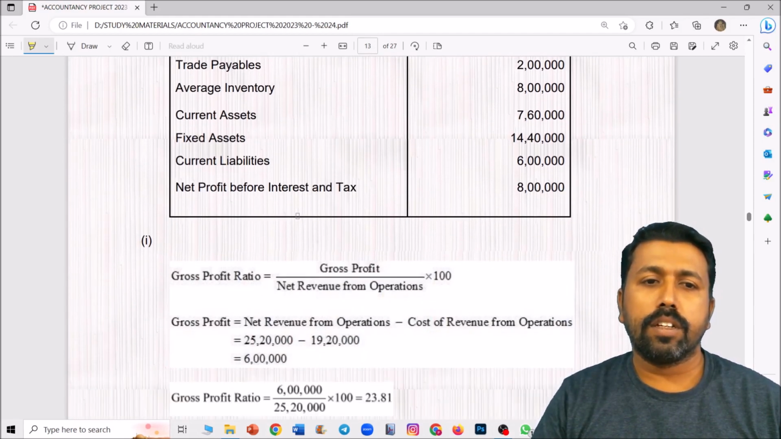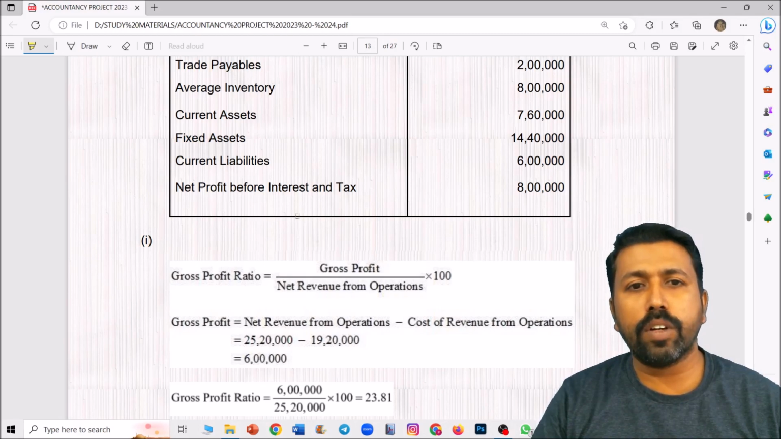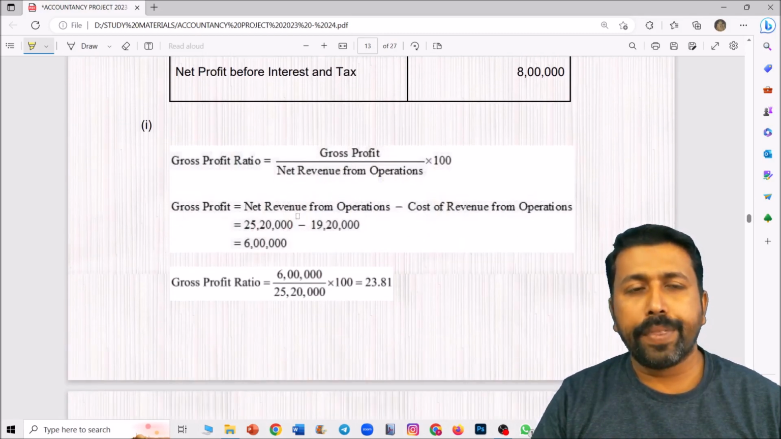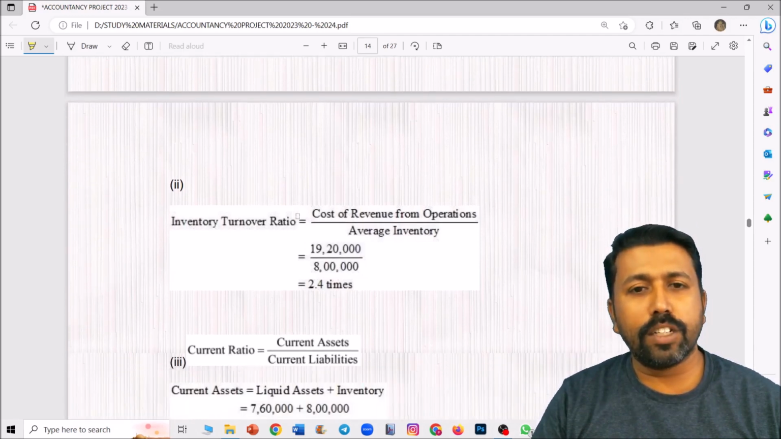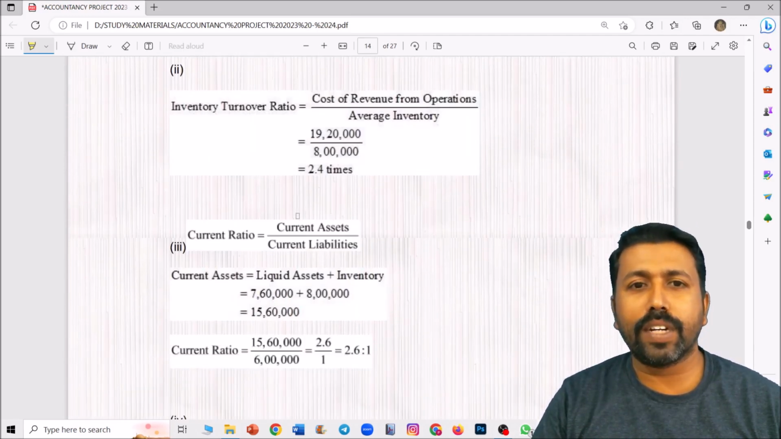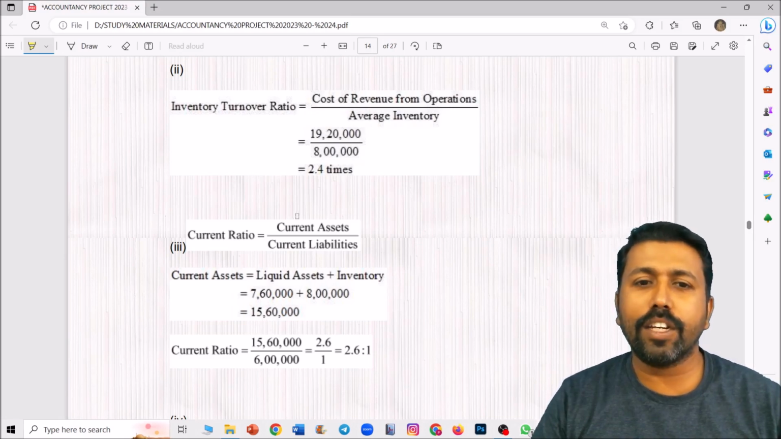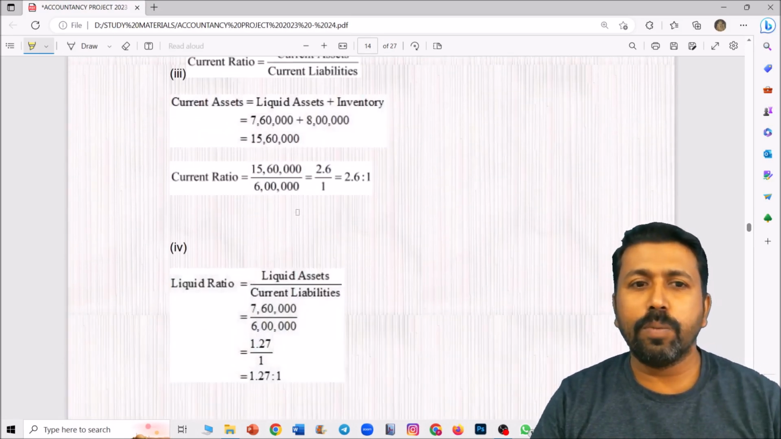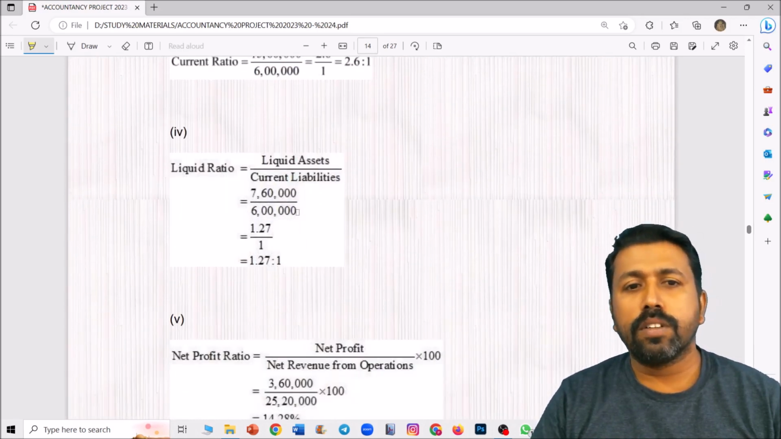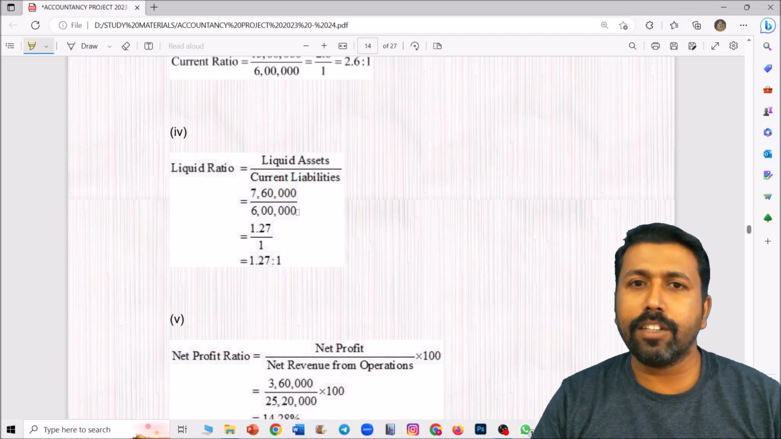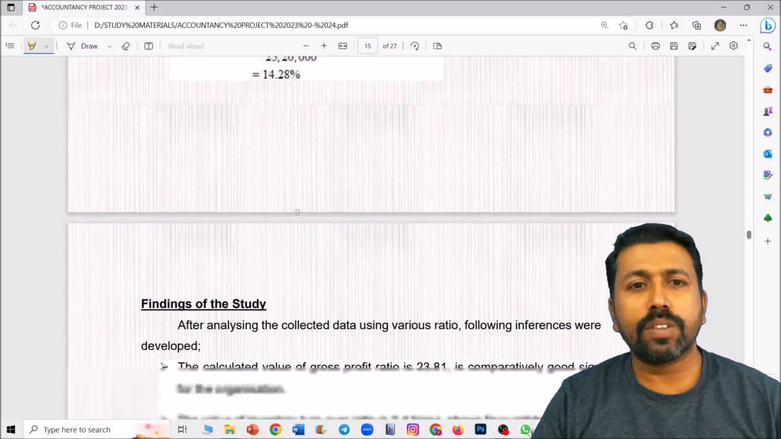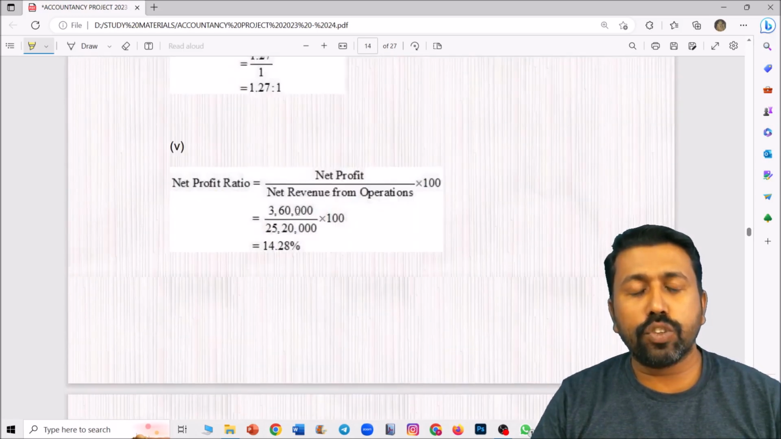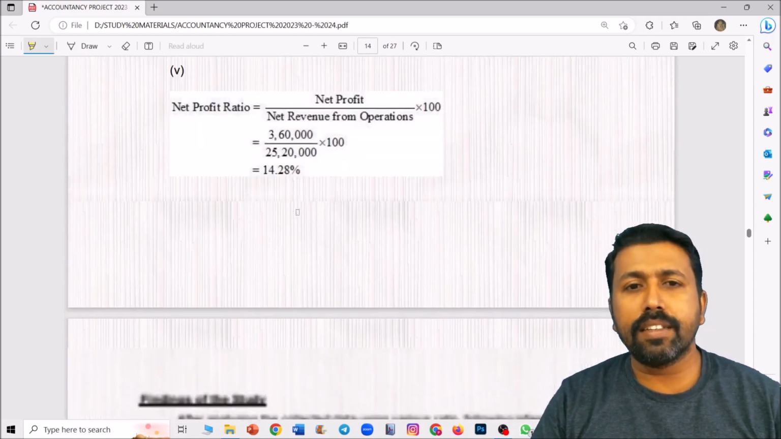First one is the gross profit ratio. Very easily you can calculate using the equation. The obtained value is 23.81, which is also very much needed. And another ratio, inventory turnover ratio. Obtained value is 2.4 times. Current ratio, very easily we can find out. 2.6:1 is the ratio. And the fourth one is liquid ratio. 1.27:1 is the ratio. And net profit ratio, 14.28% is the ratio. And based on that ratio calculation, a small findings section is stated here.